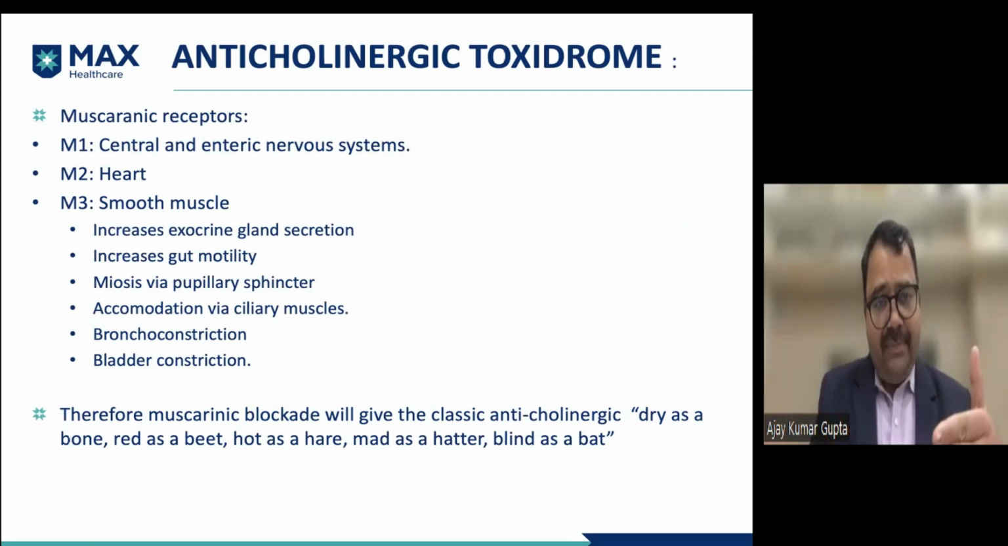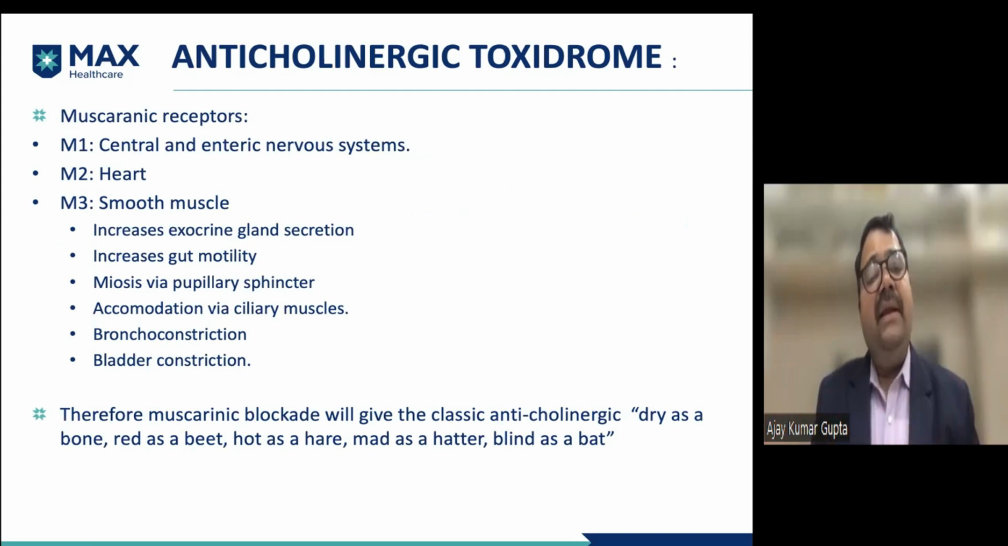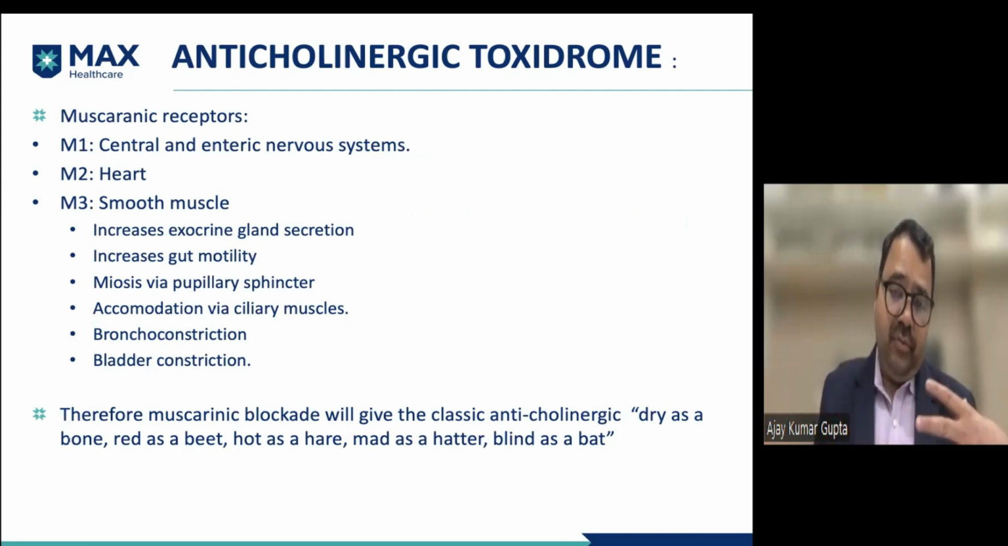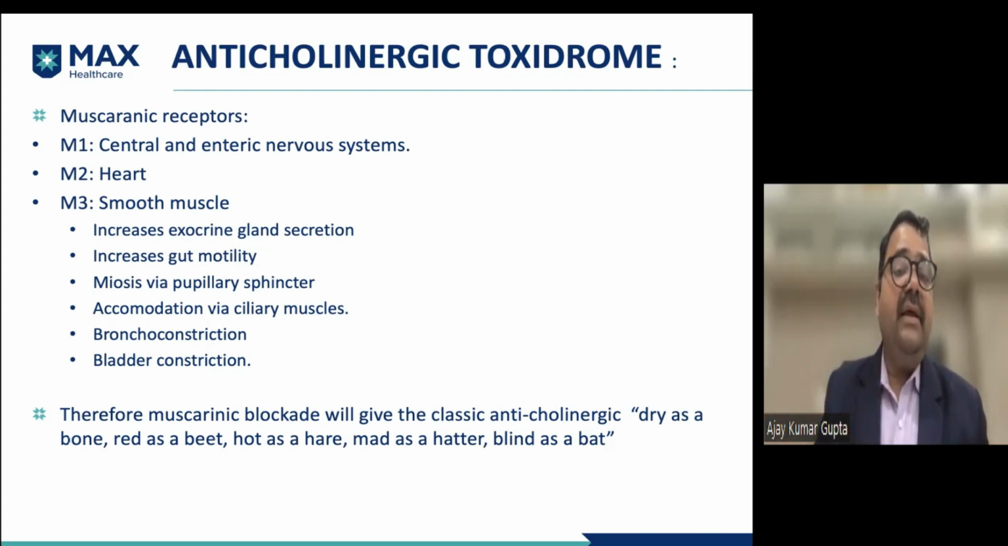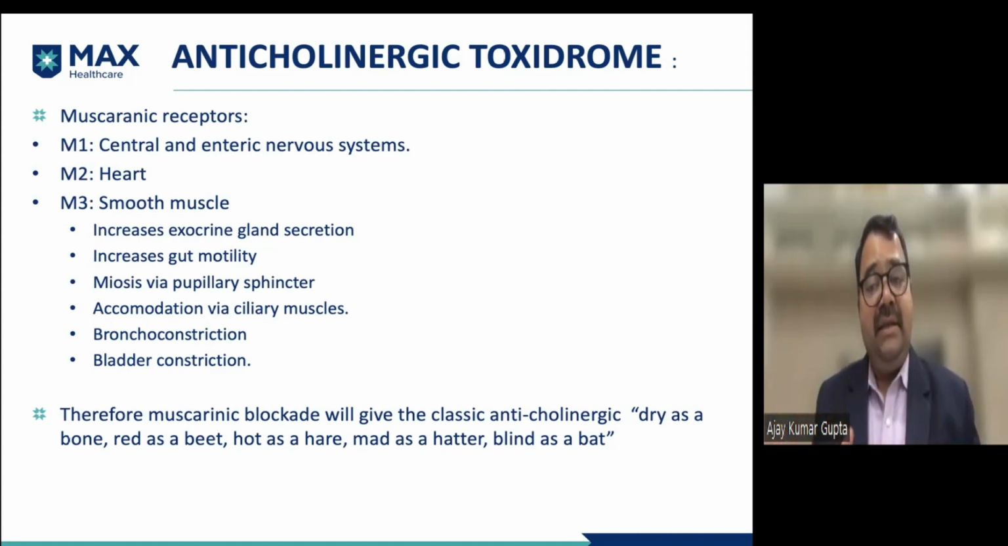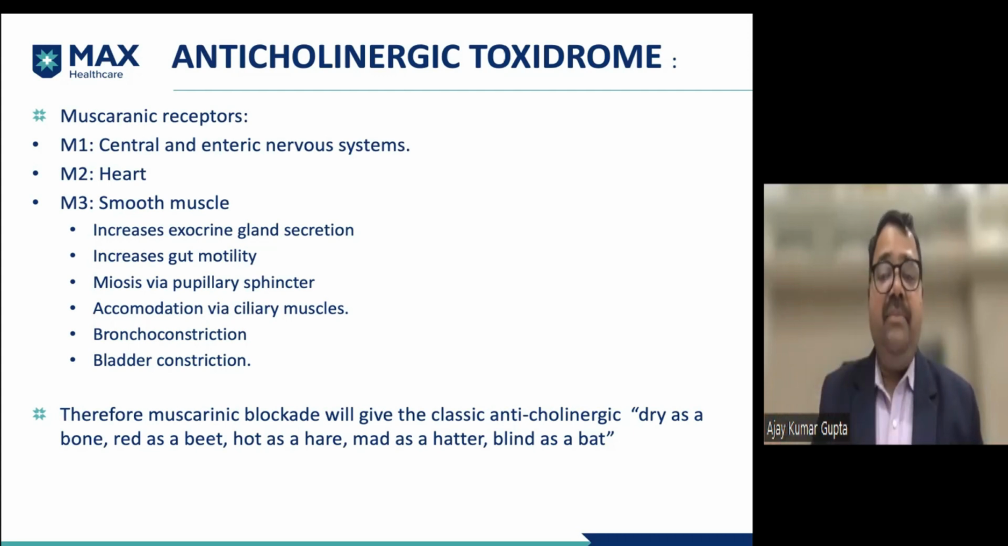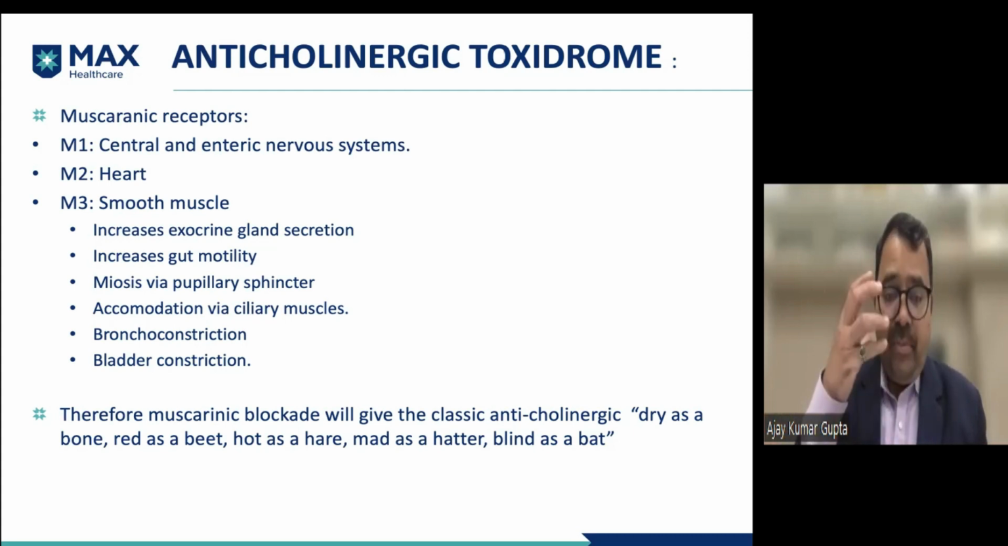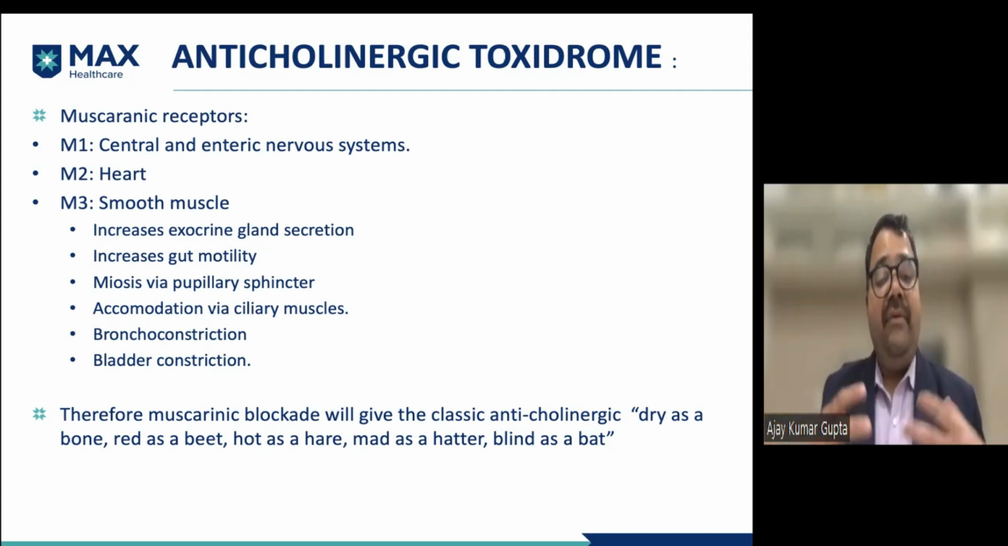There are different types of muscarinic receptors like M1, M2, M3. M1 is mainly present in the central and the enteric nervous system. M2 is mainly in the heart. M3 is in the smooth muscles; M3 receptors are responsible for increasing exocrine gland secretion. They increase gut motility. They cause miosis by the pupillary sphincters. They cause accommodation by the ciliary muscles. Then they cause bronchoconstriction and bladder constriction.